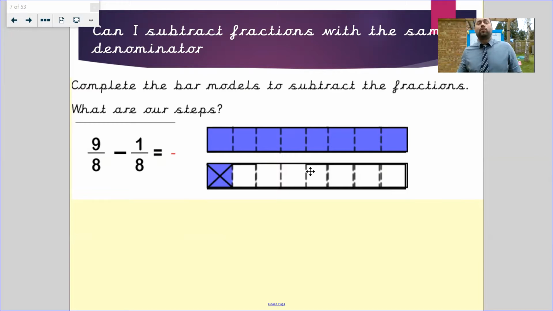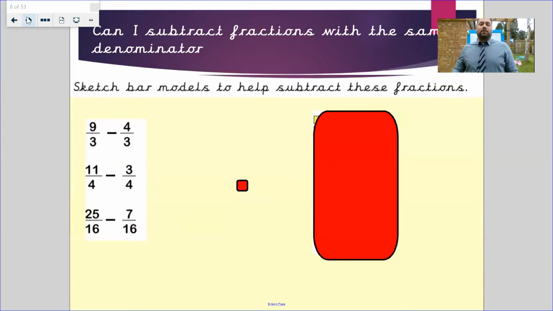So the steps are, number 1, draw out your bars and cut them into equal parts as the denominator requires. Step 2, color in the numerator of the first fraction. So we've got 9. Then cross out the numerator of the second fraction. In this case, it's 1, and then count up what you're left with. And we're left with 8. So you can use bar models now to help subtract these fractions. Give it a go and see how well you do.